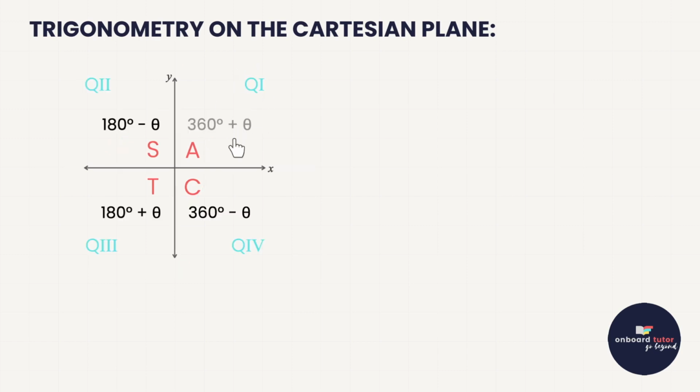Quadrant 1, 360 degrees plus. This theta is a placeholder for any kind of acute angle, okay? Quadrant 2, 180 minus. Quadrant 3, 180 plus. Quadrant 4, 360 minus. And now we're going to combine something that's written like this and then determine whether or not it'll be positive or negative.